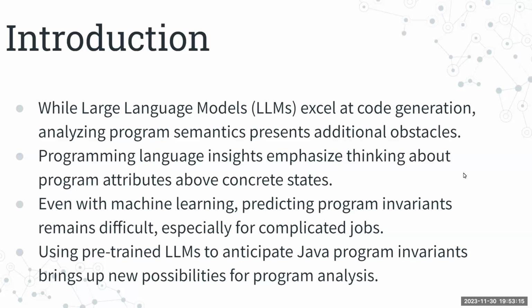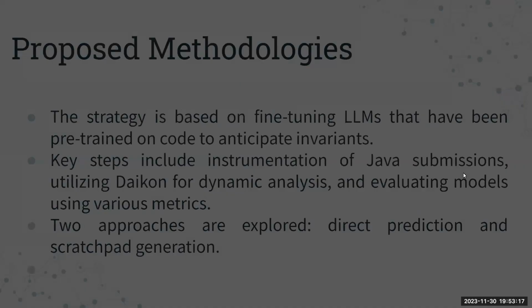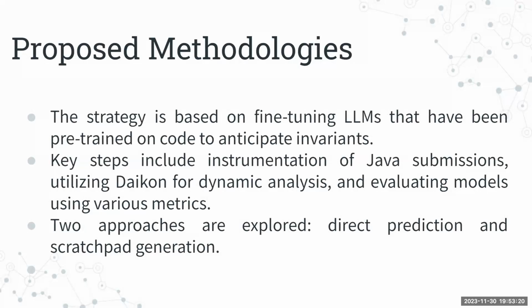Moving to the next slide, we have proposed methodologies. Our strategy revolves around fine-tuning the large language models that have been pre-trained on code to anticipate program invariants. By tailoring these models to the specifics of Java programming, we aim to enhance their accuracy and adaptability.